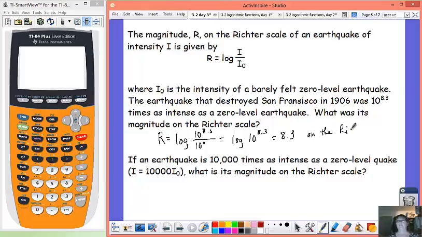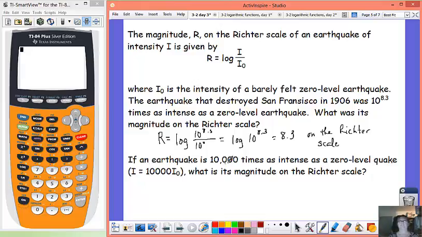In fact, that kind of a quake would cause a lot of damage and loss of life. 8.3 on the Richter scale, depending, of course, on where it was. Let's take that same formula and see if we can apply it here.